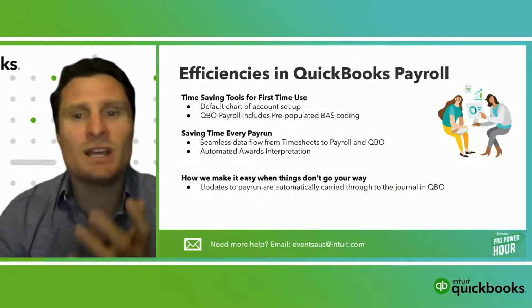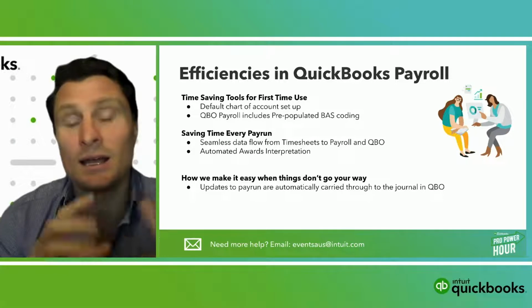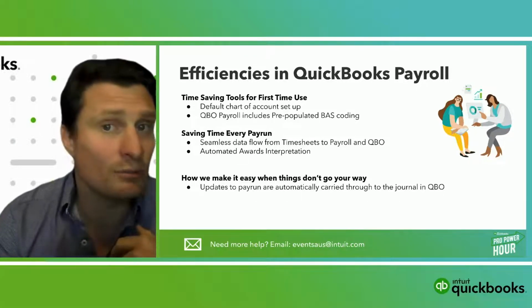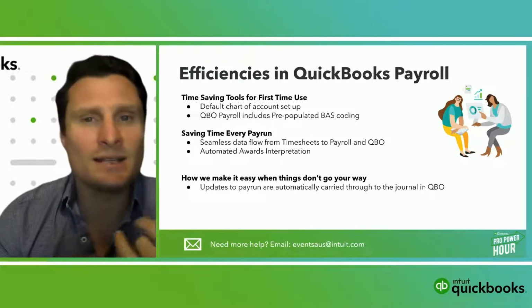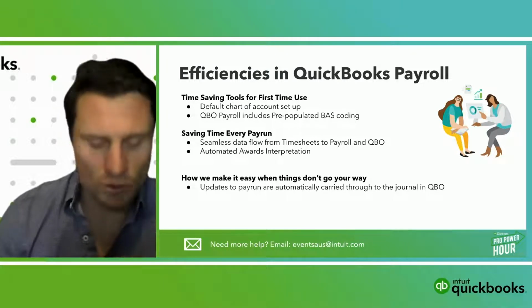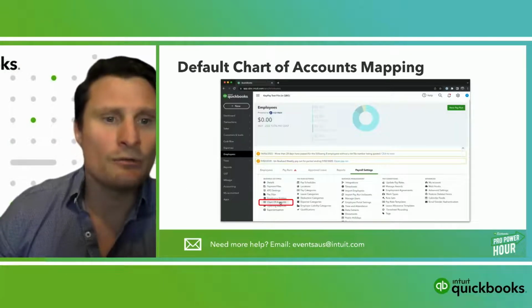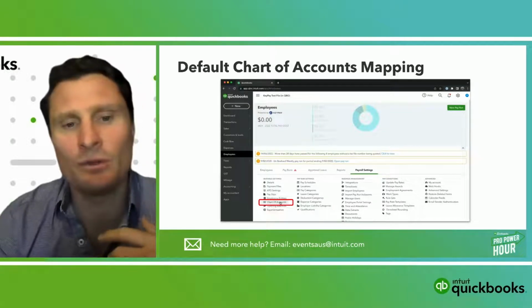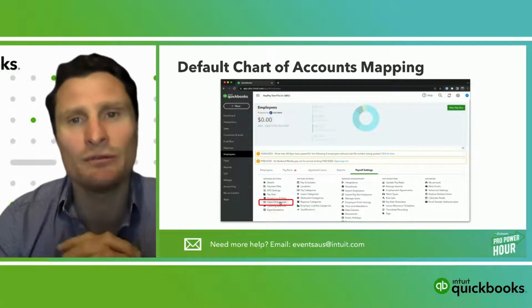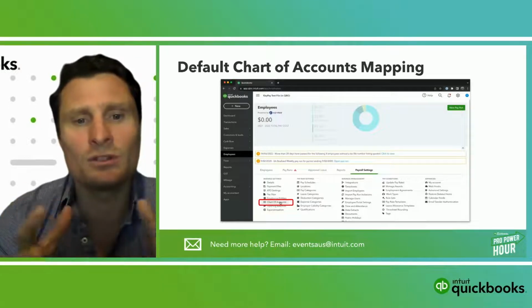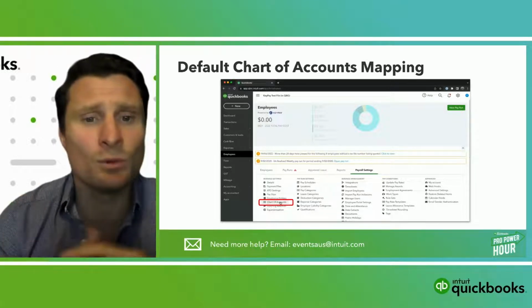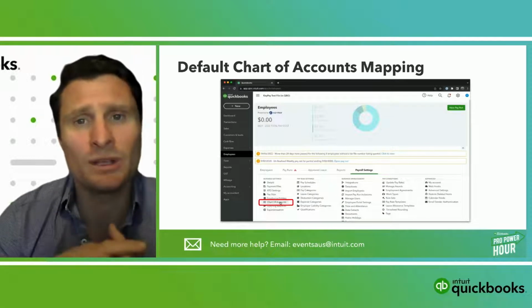The efficiencies I'll take you through today split up into efficiencies in first-time use, how you can save time with every pay run, and then saving time when things don't go your way. So the first one is saving time with first-time use and how we've used defaults in the mapping of the chart of accounts. Now, we know first-time use is very important, and for a lot of small businesses, we want to make sure they're set up correctly.